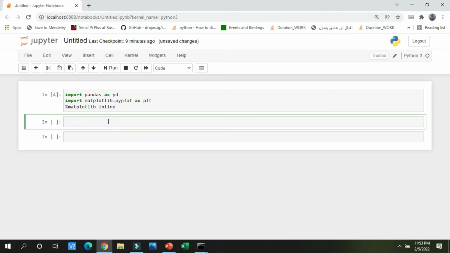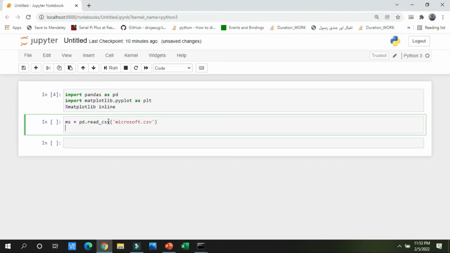Now the next step is to read the data of Microsoft. Today we will be reading the stocks of Microsoft and calculating the moving average, and you all know what a moving average is. Moving average is a financial indicator signal, and it is the average of the closing price over a past number of days. For reading it, it should be in the same folder: pd.read_csv, microsoft.csv.